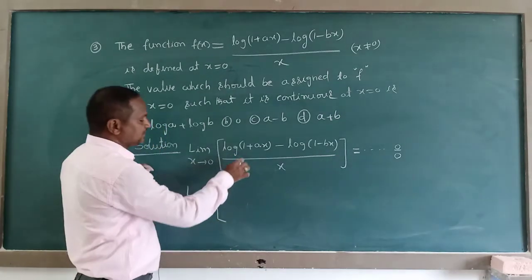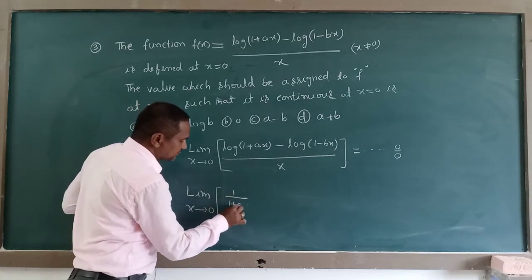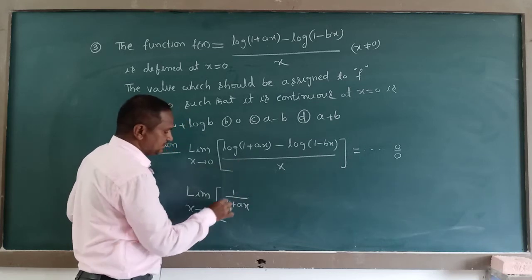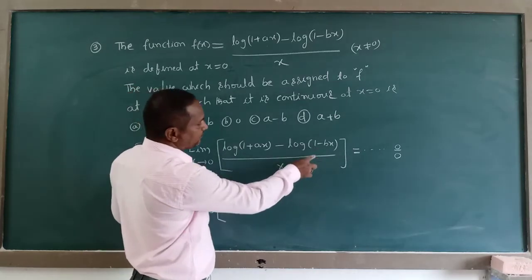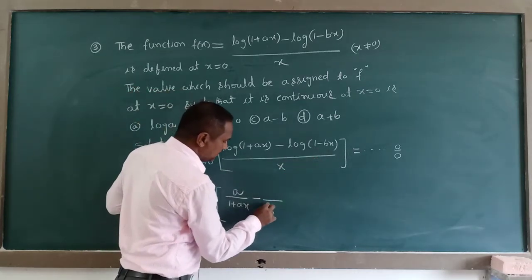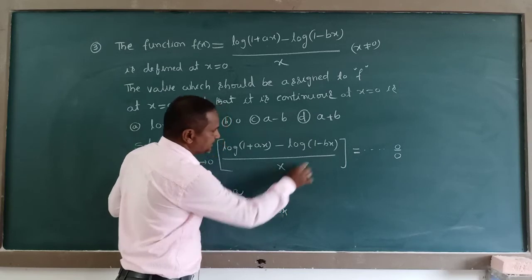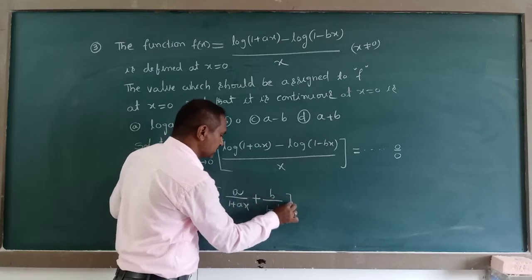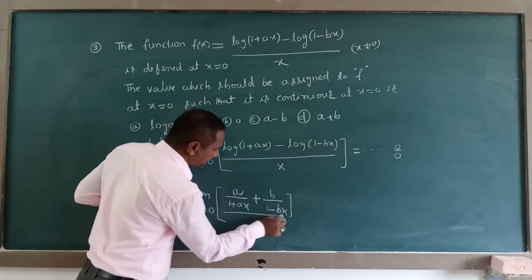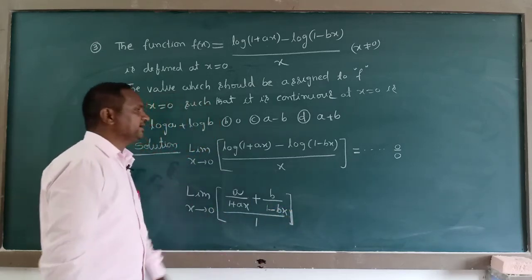d by dx of log(1 plus ax) is 1 by 1 plus ax, and again the x differentiation is a only, that is a, minus d by dx of log(1 minus bx) is 1 by 1 minus bx. At the same time, differentiation of minus bx is minus b. Already minus is there, so we can write here plus b. The whole is divided by d by dx of x, which is 1. Then afterwards you can apply limits.